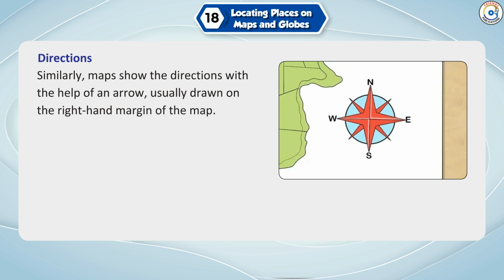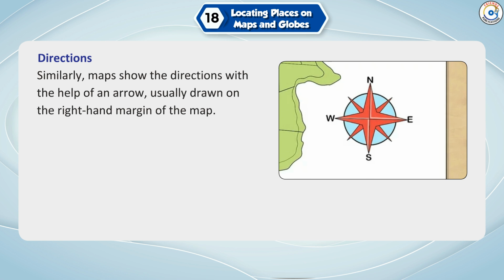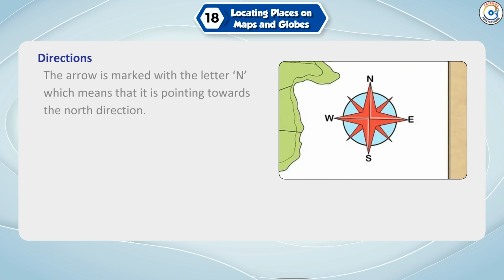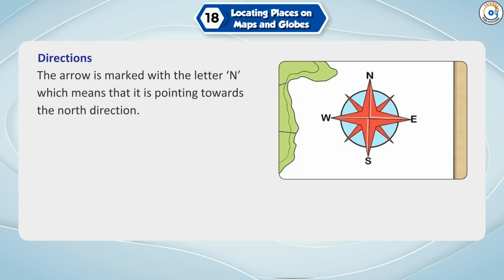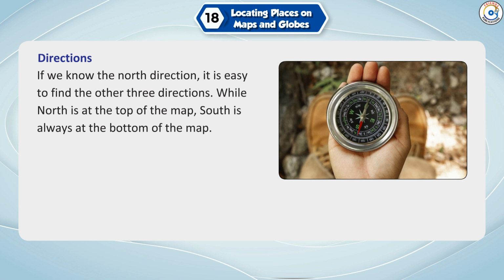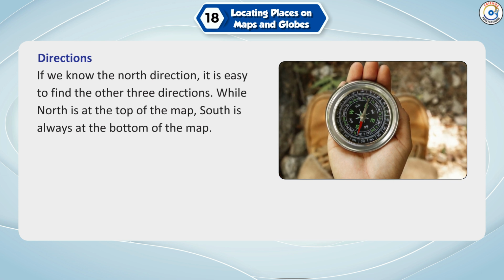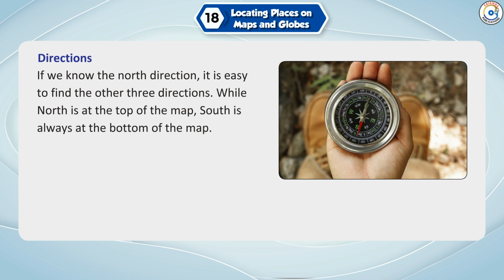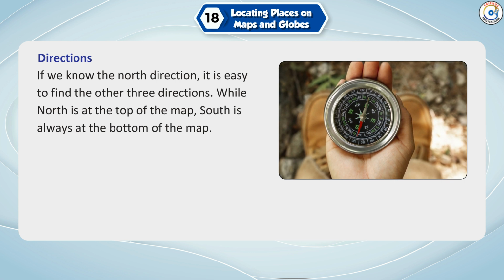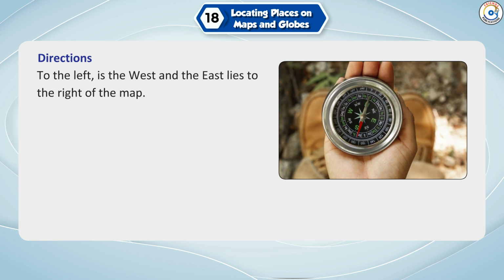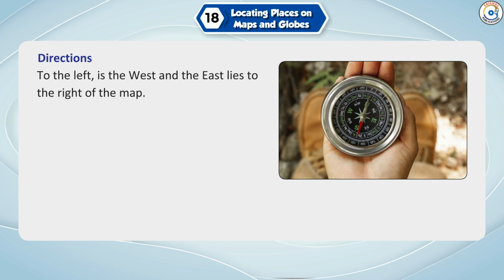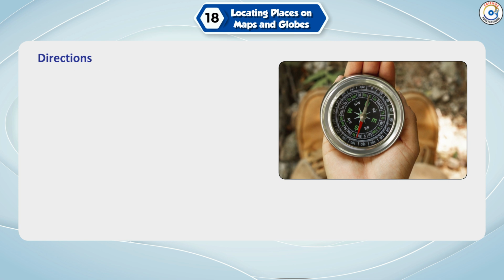Similarly, maps show the directions with the help of an arrow, usually drawn on the right-hand margin of the map. The arrow is marked with the letter N, which means that it is pointing towards the north direction. If we know the north direction, it is easy to find the other three directions. While north is at the top of the map, south is always at the bottom of the map. To the left is the west, and the east lies to the right of the map.